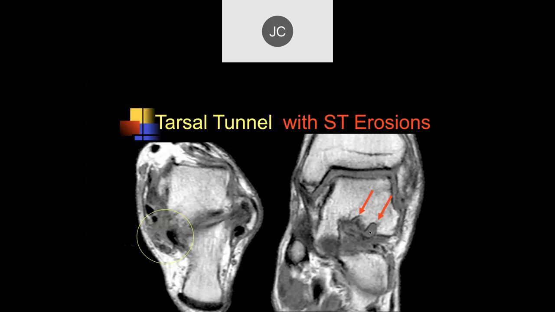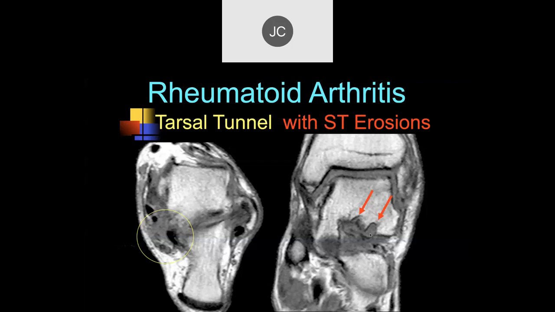And this is another case of rheumatoid arthritis. Psoriatic arthritis also can look like this. You can also get gout in this location. And much less commonly, you can actually get neoplastic masses.